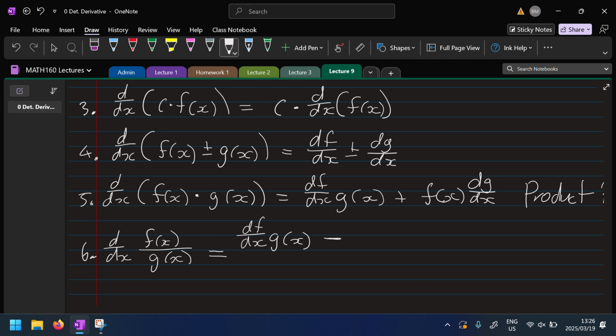For the product rule, it comes with the plus between the terms. This rule comes with the minus between the terms. And all of this is divided by that denominator squared. We call this the quotient rule because it's a quotient.